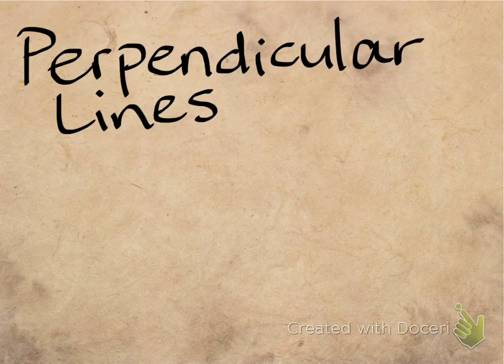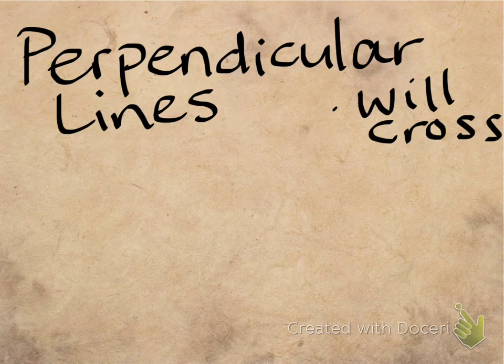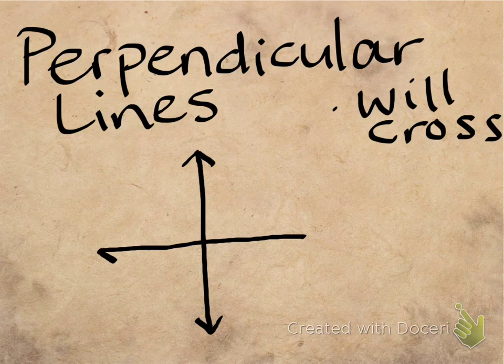The next type of lines we're going to discuss are called perpendicular lines. Perpendicular lines, they do cross. They will cross or touch. Here's an example of perpendicular lines. Now, I know that these are perpendicular because they're making kind of like this T on the inside here, or an addition symbol. They're also making very specific types of angles.